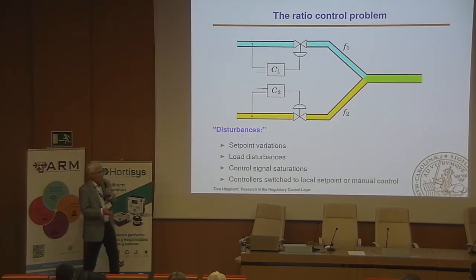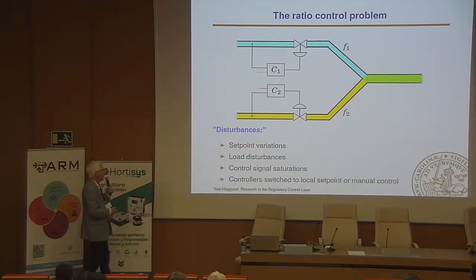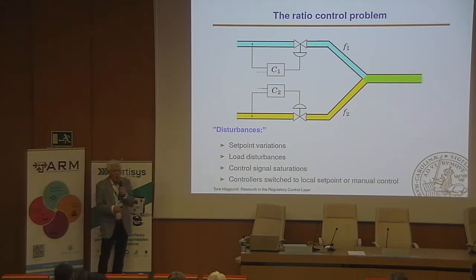Now, there's no problem to keep the ratio during steady state conditions where you don't have any disturbances. But you will also like to keep the flow when you have set point variations, when you have flow changes, when you have flow disturbances, for instance, caused by pressure variations in some of the tubes. When you have saturations, when one of these valves becomes fully open or fully closed, you still would like to keep the ratio. And it's also an advantage if you can keep the flow also when some operators switch one of the controllers in manual mode or to local set points. So you would like to keep the flow also during all these disturbances.